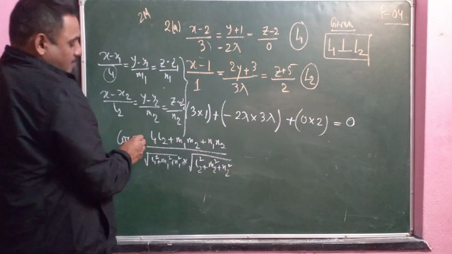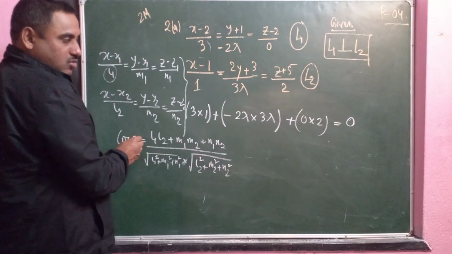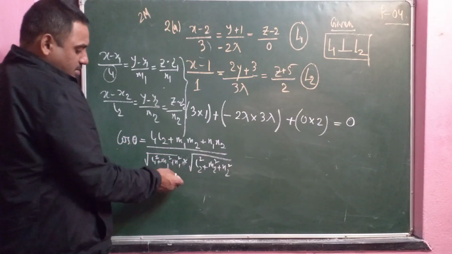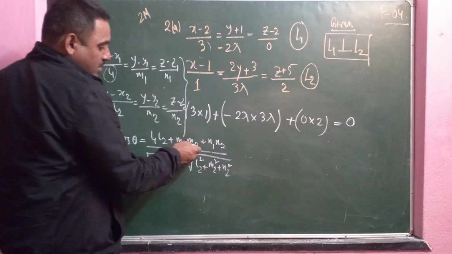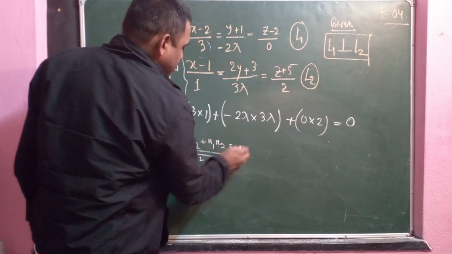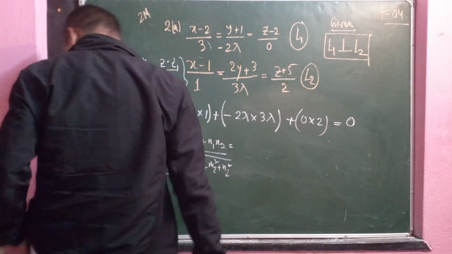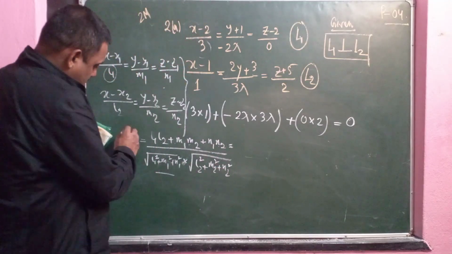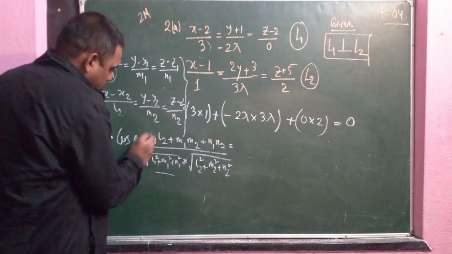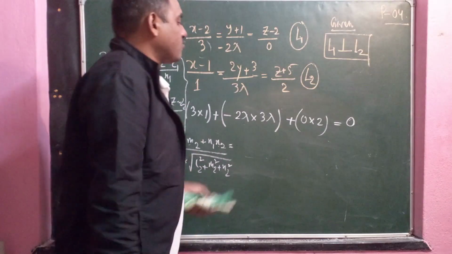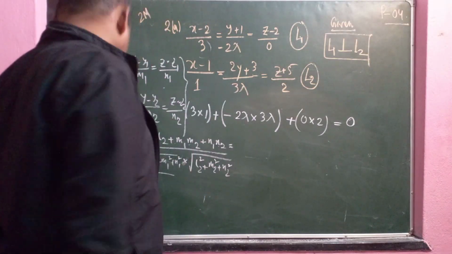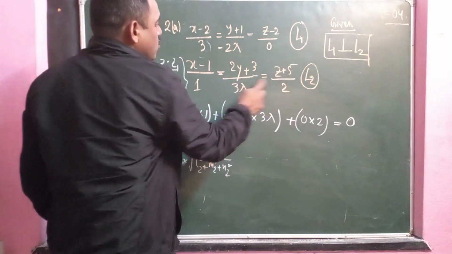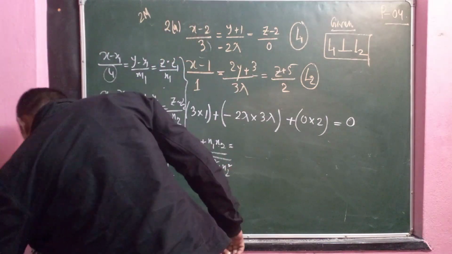Now, if they are perpendicular, theta will be 90 degrees. Cos 90 means 0, so 0 into the denominator will be 0. So L1 L2 plus M1 M2 plus N1 N2 will be 0, this part. This is the cos theta formula. Suppose two lines are given like this and you have to calculate the angle, this is how you will calculate. These are your L1, M1, N1, L2, M2, N2.